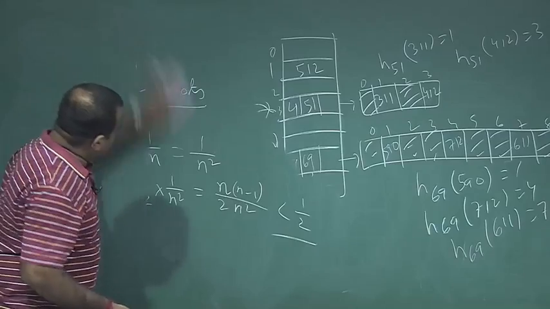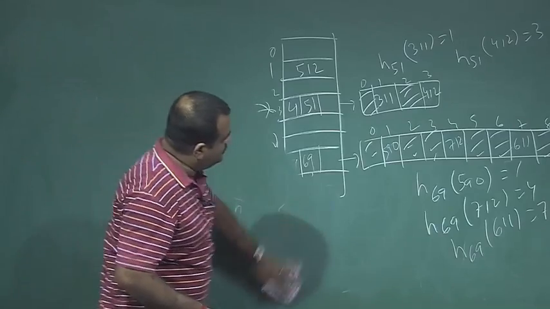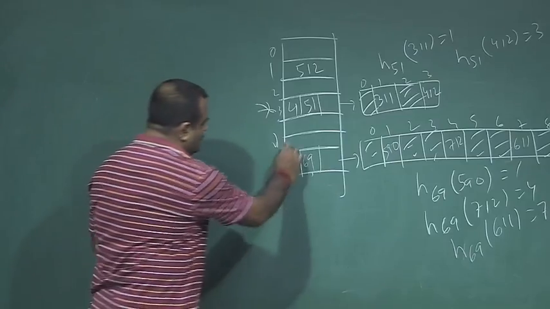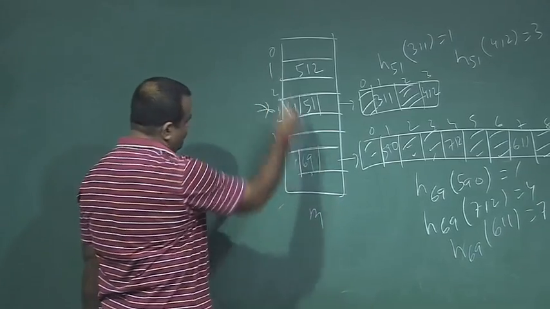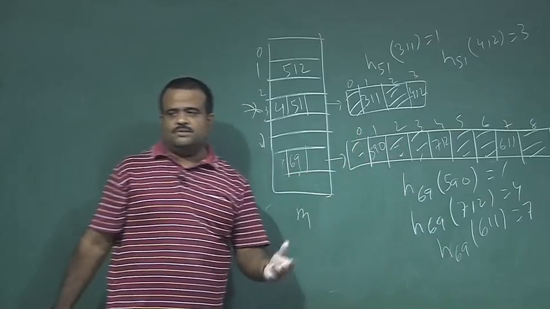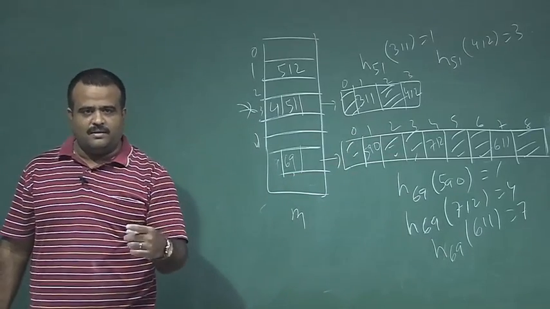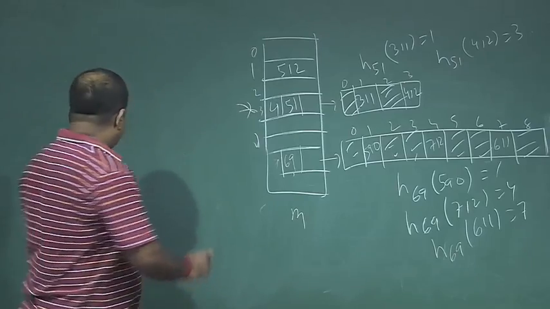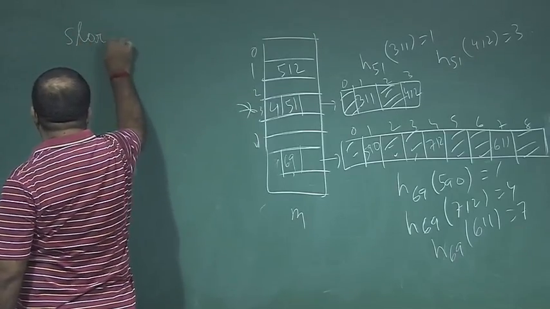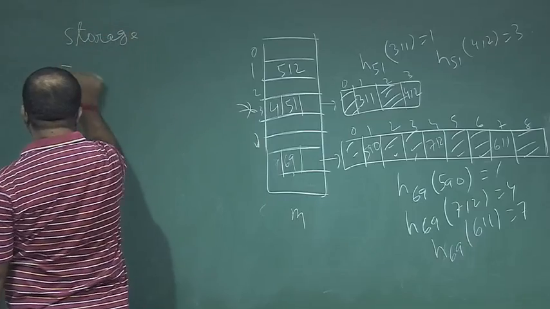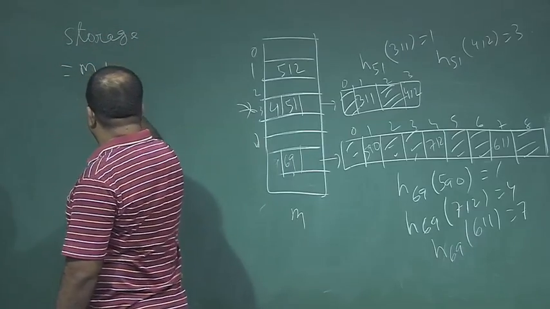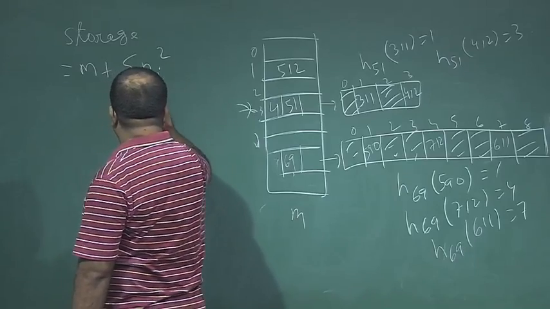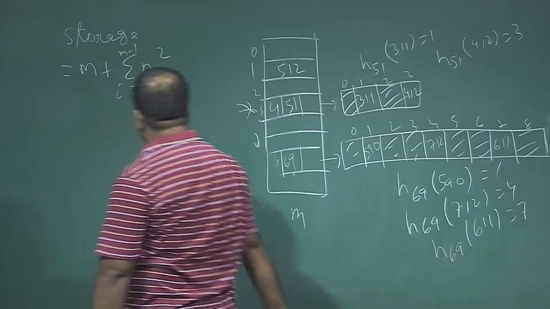Okay. Now, another thing we should analyze is the storage. Intuitively we are taking a huge amount of storage in the second level. In the first level the size is m, and in the second level intuitively we are having n square, where n i is the number of keys colliding in the ith slot. So, we will do the storage analysis. Storage is basically m for the first level, and the second level is the sum of n i square, i from 0 to m minus 1.